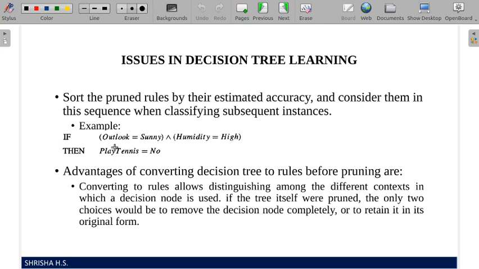There are two preconditions here: outlook equal to sunny, humidity equal to high. If that is the case, then play tennis is no, right? Then remove outlook equal to sunny and check whether only humidity equal to high is enough for classification. Or remove humidity equal to high, and check whether only outlook equal to sunny is enough for the classification of play tennis. If that is the case, then we can remove that node and the tree will be pruned, right? So this is what it is telling.